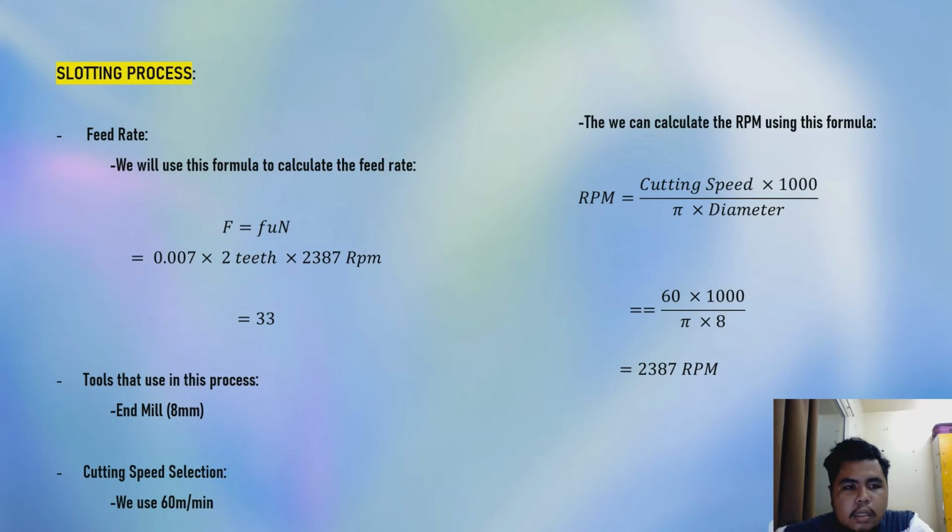The second last process is the slotting process. For the slotting process, we use end mill tools with 8 millimeter diameter, and we use 60 meters per minute for cutting speed selection. So the feed rate and also RPM, we just put all the information into the formula.